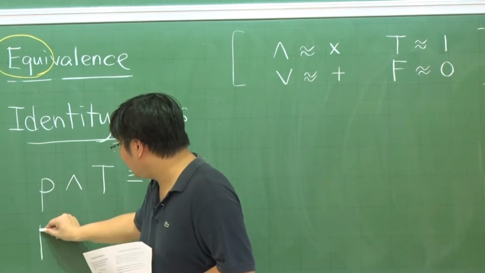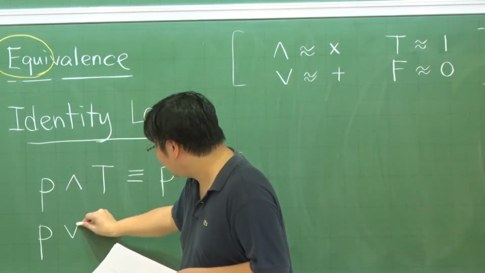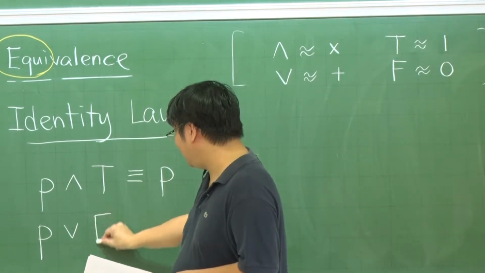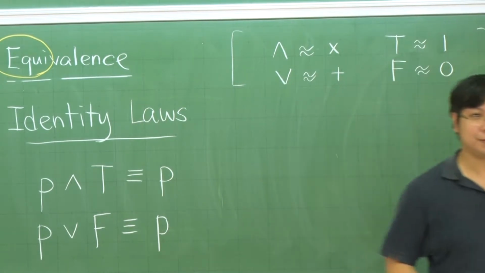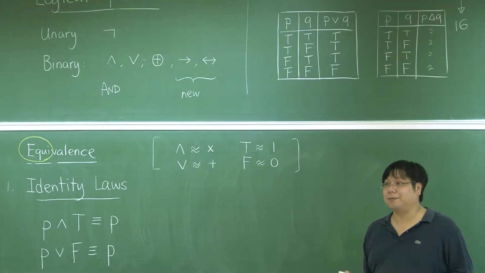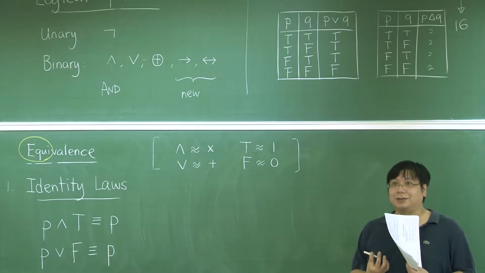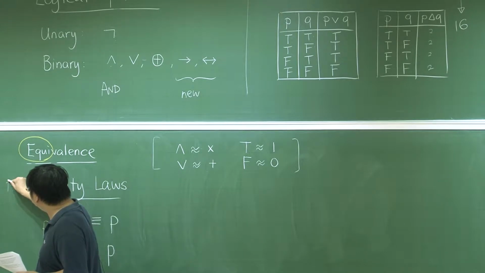Similarly, we have an identity law that corresponds to OR. P or F is still equal to P. It's like something plus 0 is equal to itself. So the first one, the identity law, is done.